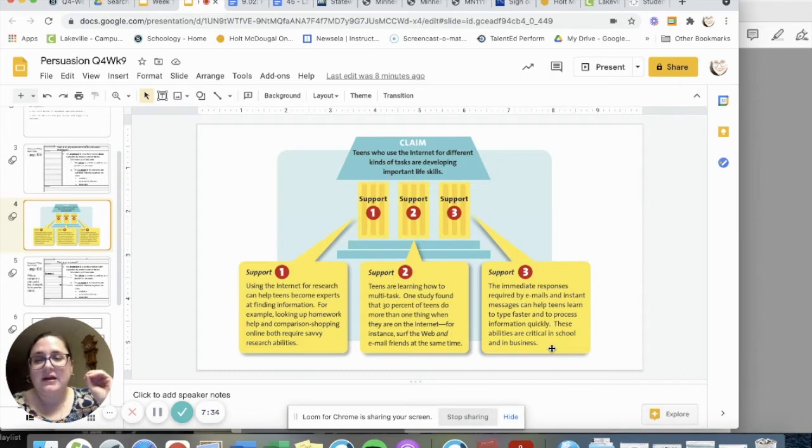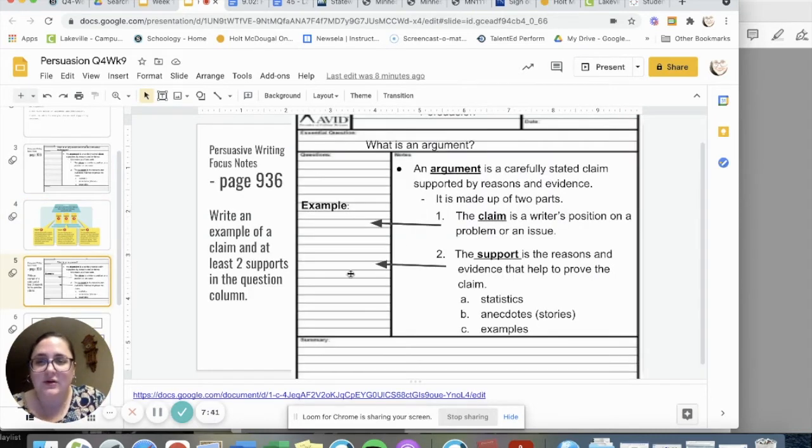All right, you guys, write down any questions you have. Feel free to use these to put examples in because now it is time to write an example, okay? You can use the ones that we just used, but I would prefer for you guys to come up with one from your own mind, okay? So I want you to write an example of a claim. And then I want you to write at least 2 supports in the question column. Remember, you can use statistics, anecdotes, or examples, okay? So I want you guys to pause the video right now and get that done.